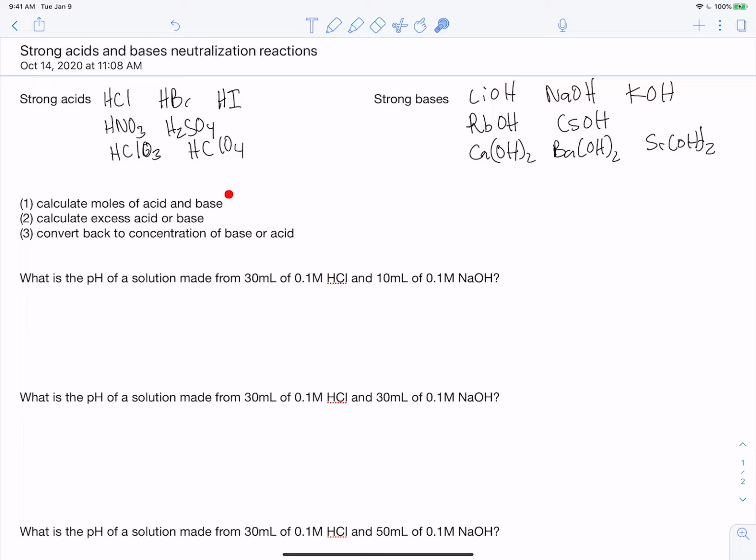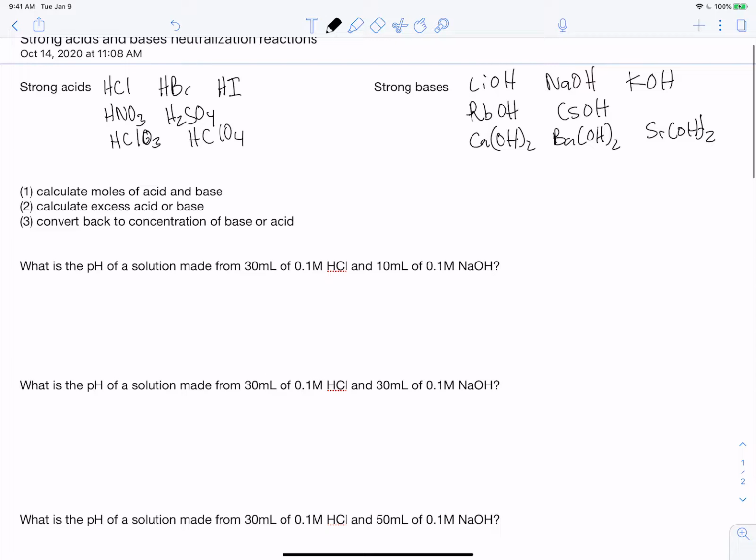So a general workflow for these types of problems is to calculate the moles of acid and base, and then calculate any excess of either of them, and then you want to convert back to concentration of base or acid at the end. So we work in moles of acid and base because we're looking at a reaction. We're looking at reaction stoichiometry specifically.